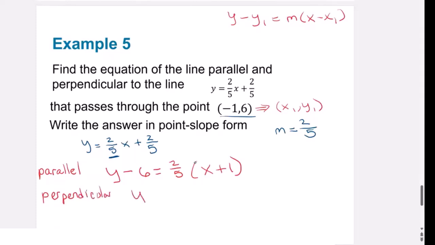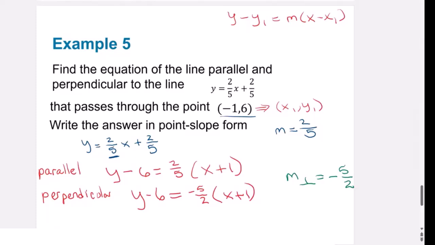I would have the same thing, right? It's the same point. So y minus 6 equals, but now my slope has to change. My new slope, which is perpendicular, is equal to the negative reciprocal. So the opposite, whatever you want to call it, negative reciprocal, opposite. So all I have to do is change the slope, because they're both passing through that same point. I don't have to change anything else. So that's why point slope is actually really nice.